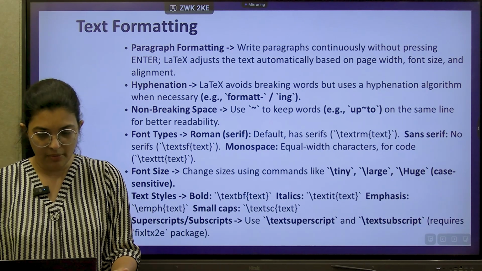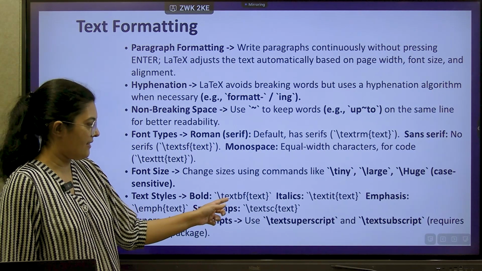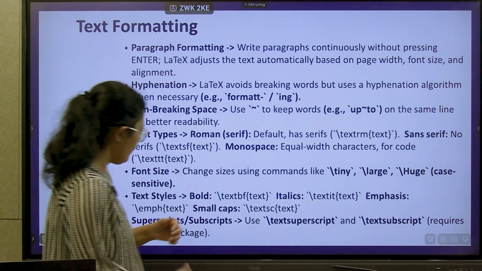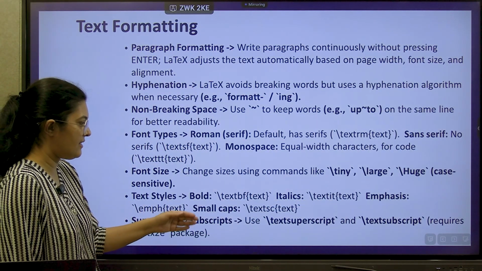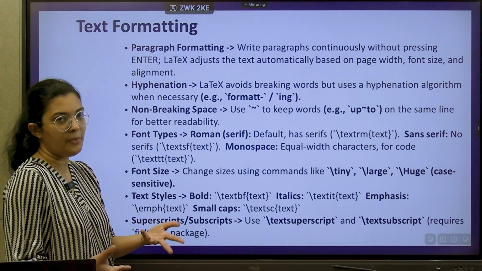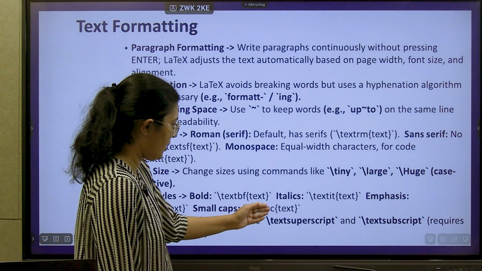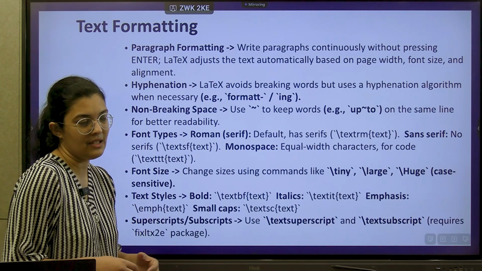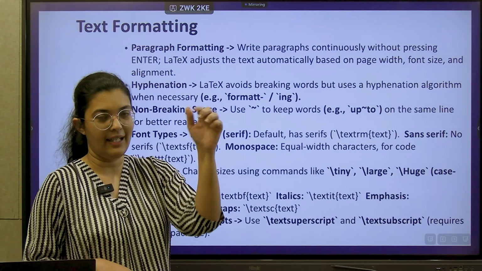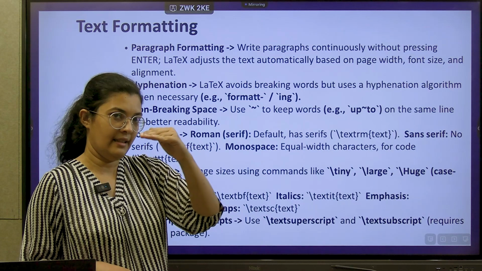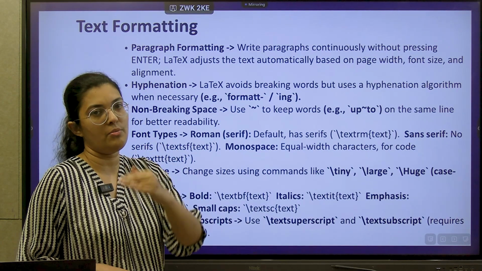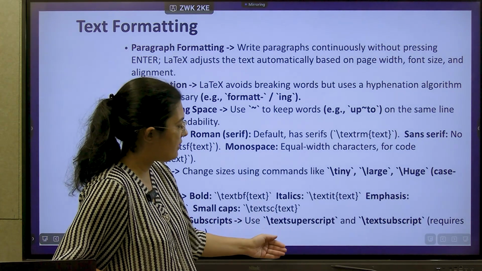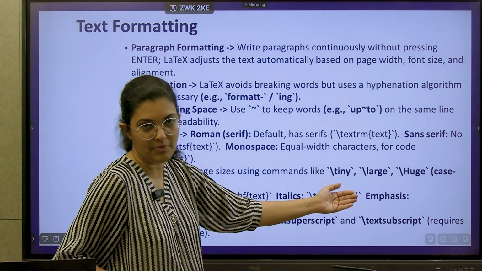If you want to make text bold, then we have the textbf command. For italic, textit. Emphasize class is for emphasizing text. If you want all the font in small caps, then textsc. If you want superscript and subscript, that means 2 raised to 3, where 3 should be on the higher side, or H2O where 2 should be on the lower side. That is superscript and subscript. For that also we have the commands textsuperscript and textsubscript.